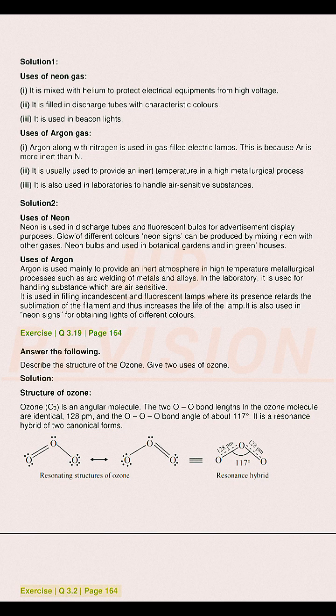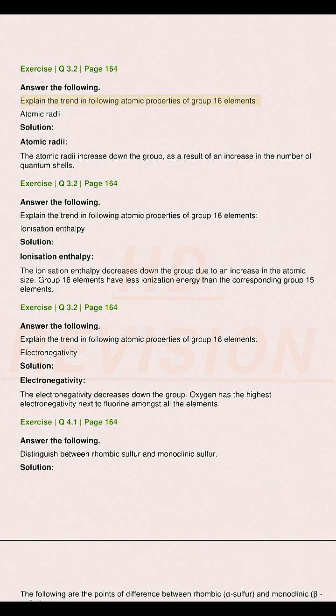Exercise Q 3.2, page 164. Answer the following. Explain the trend in following atomic properties of group 16 elements. Atomic radii. Solution. Atomic radii. The atomic radii increase down the group, as a result of an increase in the number of quantum shells.